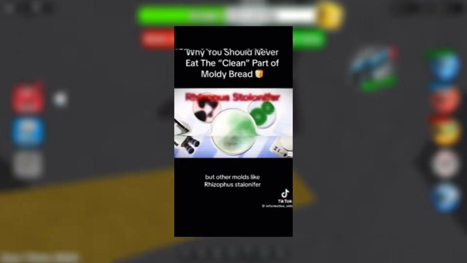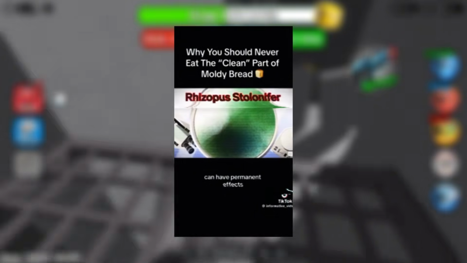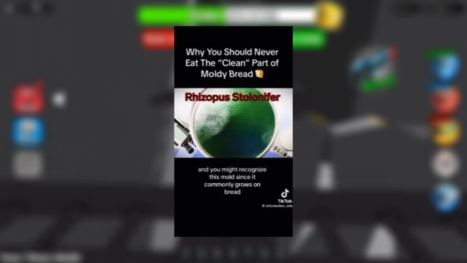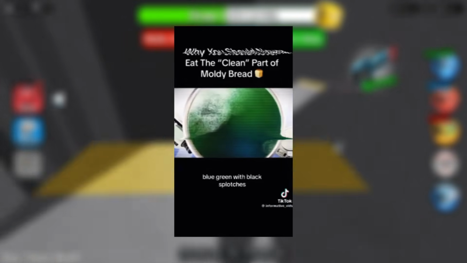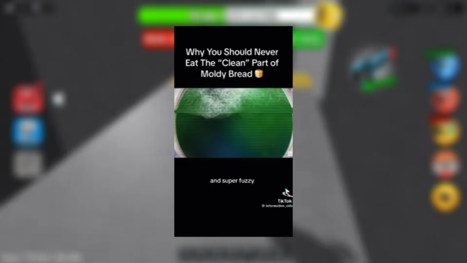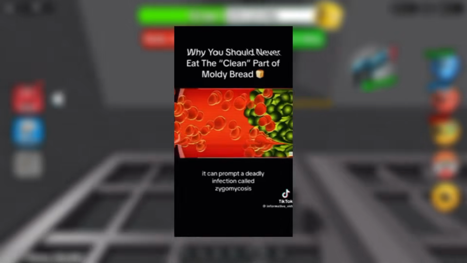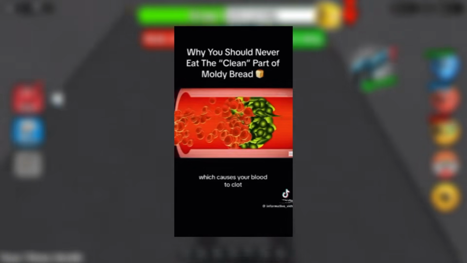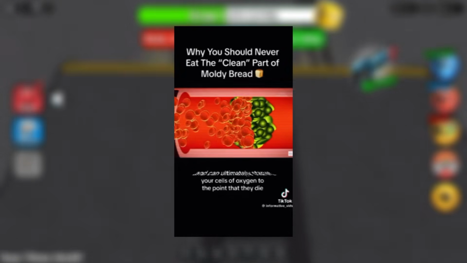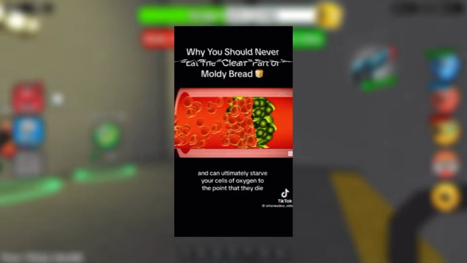But other molds, like Rhizopus stolonifer, can have permanent effects. And you might recognize this mold since it commonly grows on bread. Blue-green, with black splotches and super fuzzy. In rare cases, it can prompt a deadly infection called zygomycosis, which causes your blood to clot and can ultimately starve your cells of oxygen to the point that they die.